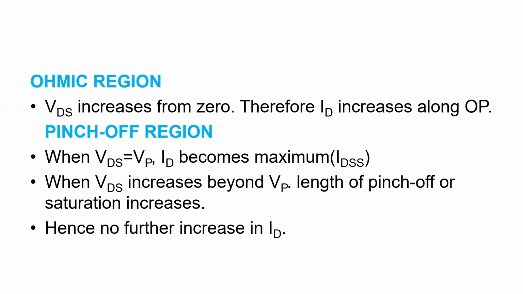In these characteristics, there are three regions. One is the ohmic region: VDS is increased from 0, therefore ID increases along OP. And the pinch off region: when VDS is VP, ID becomes maximum. In this pinch off region, it satisfies Shockley's equation, which is given later. In this region only, the JFET is said to be operating as an amplifier.